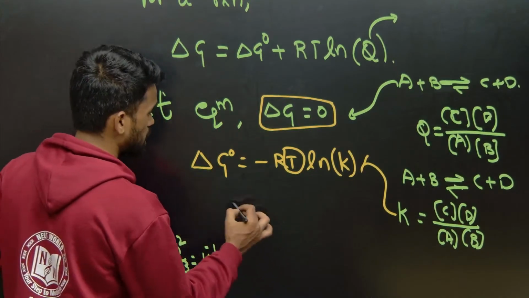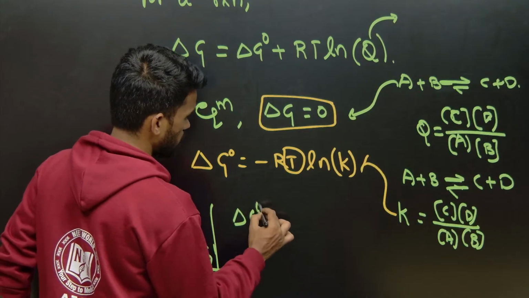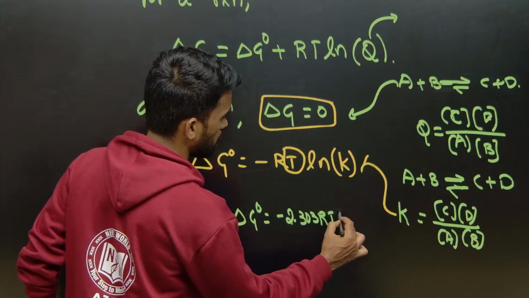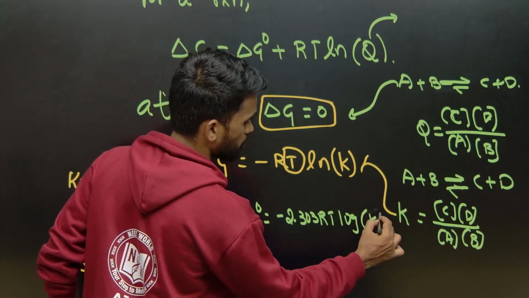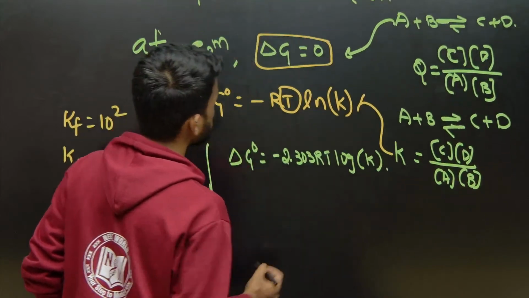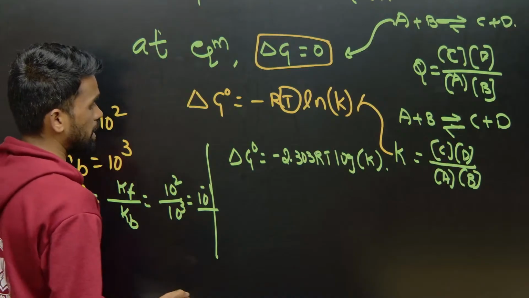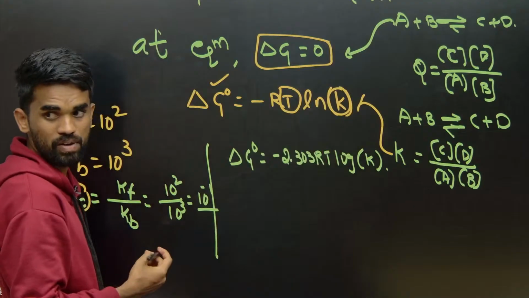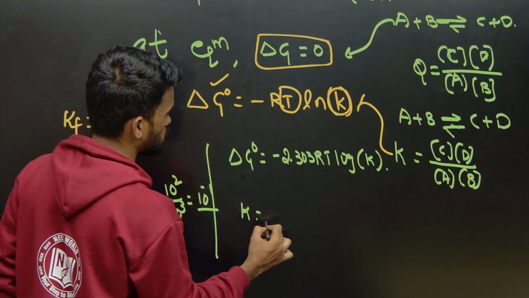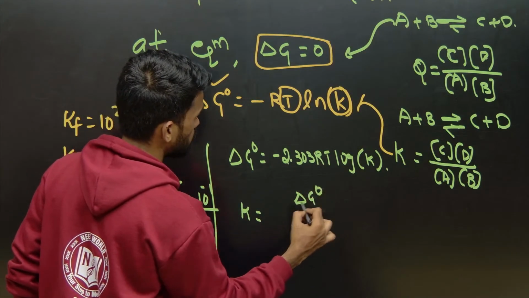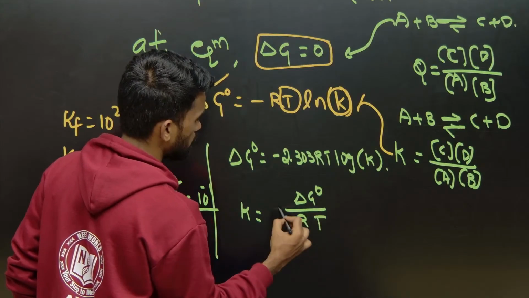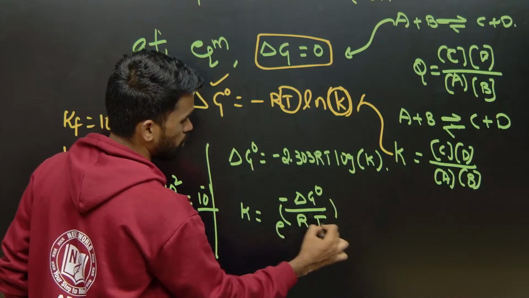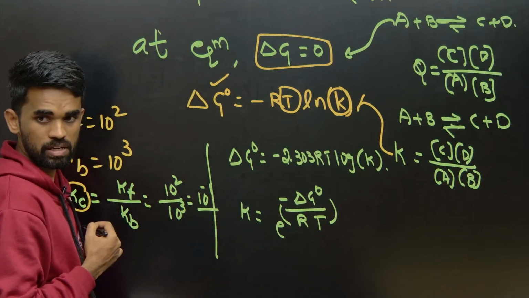So I can write delta G naught equals minus 2.303 RT log K. Or I can also relate by giving the delta G naught value. Sometimes they may ask the equilibrium constant value also. So K will be equal to what? Minus delta G naught by RT, so ln K equals that, and if I send this side, it will be exponential. This one also you can use.